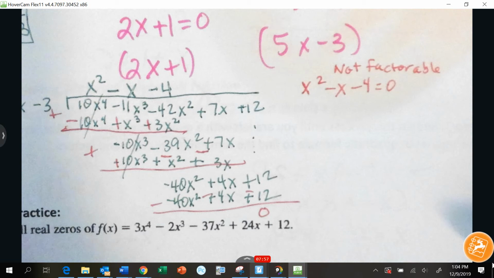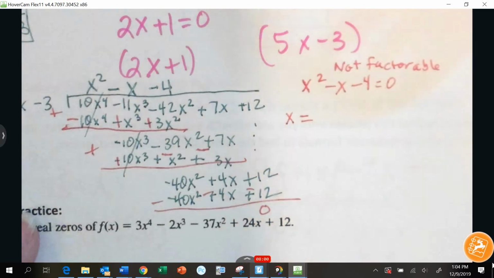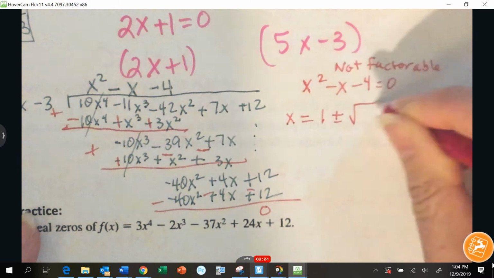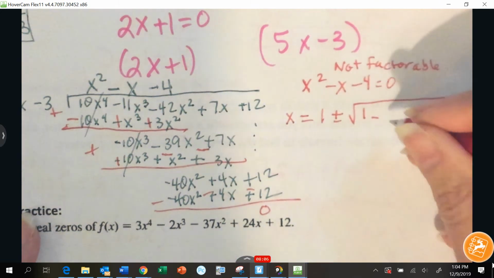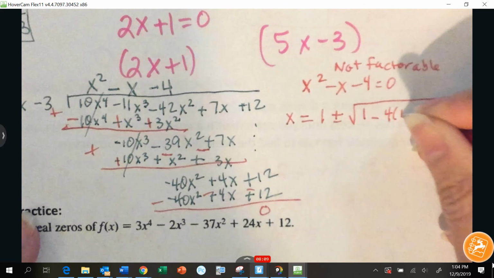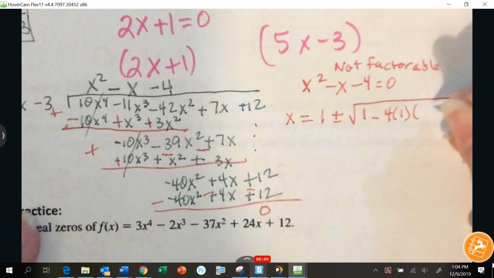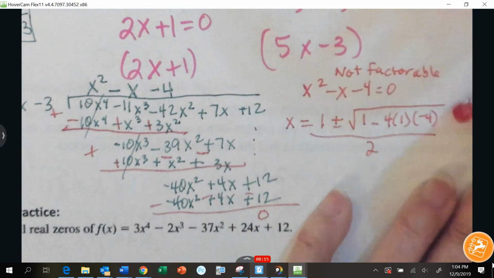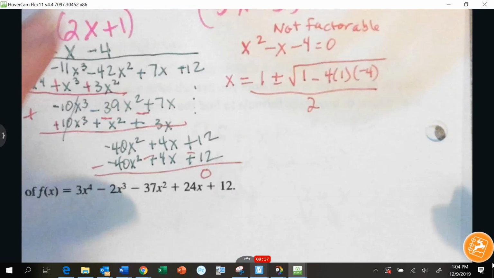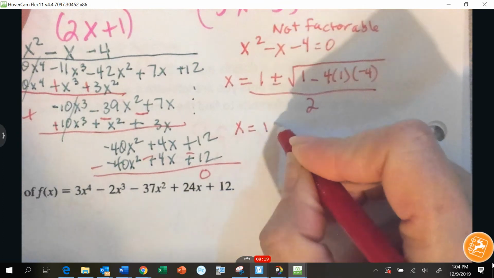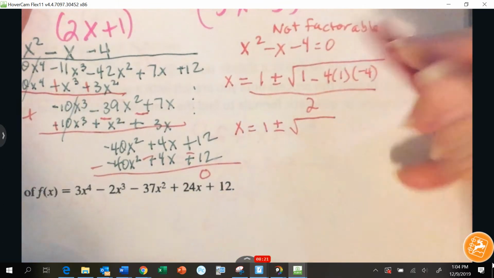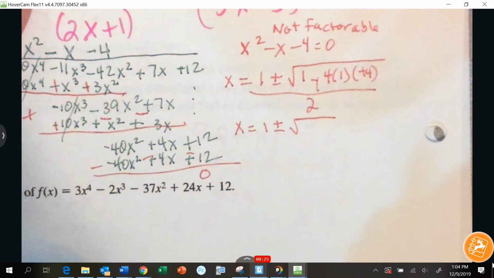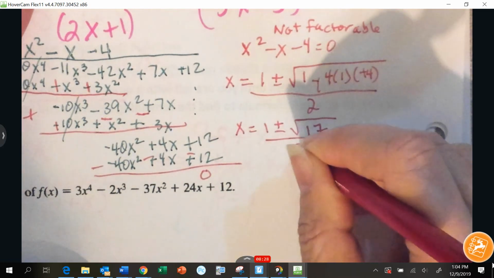Okay, so x equals opposite b plus or minus square root b squared minus 4ac over 2a, and a is 1, so just 2. Simplify. x equals 1 plus or minus square root. That's going to become 17 all over 2.